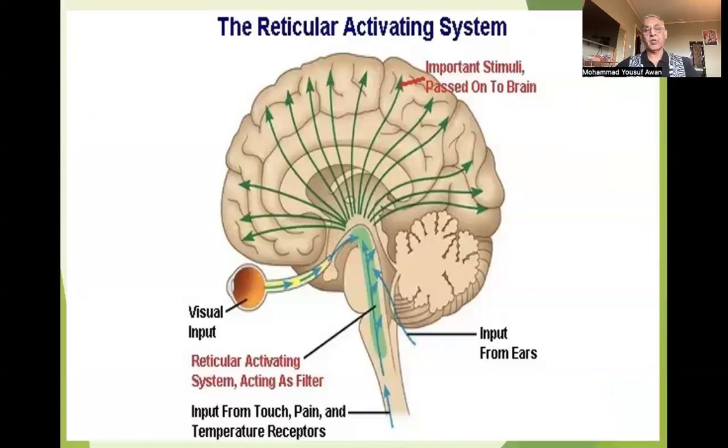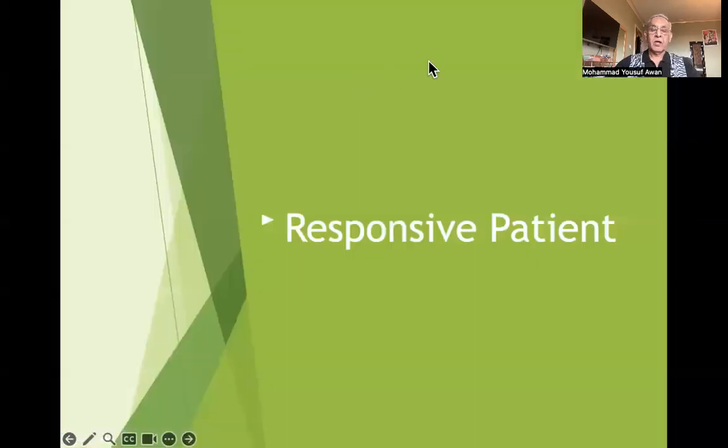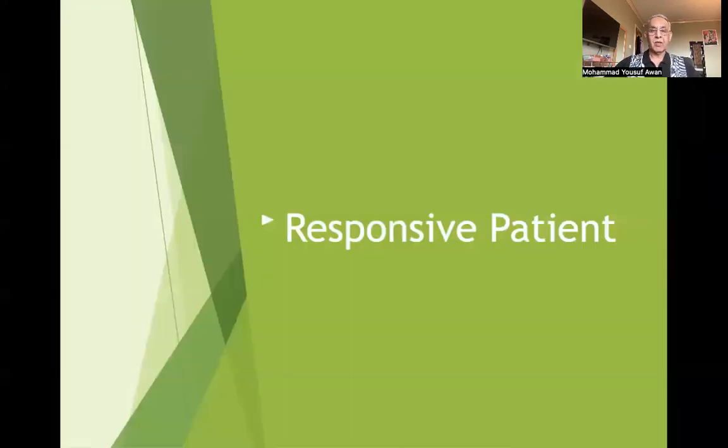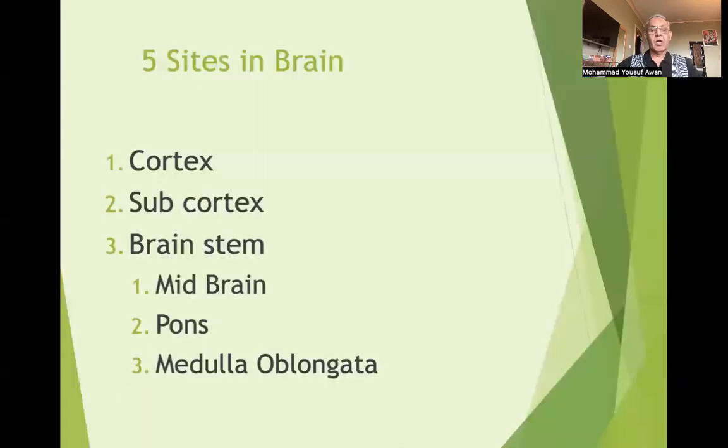As we discussed in the first part, the cerebral cortex and the reticular activating system keep us awake and alert, and damage to any part of these systems has consequences. So today we'll discuss localization in the responsive, or conscious, patient. This includes localization in the cortex, the subcortex, and the brainstem, where we will localize lesions in the midbrain, the pons, and the medulla.